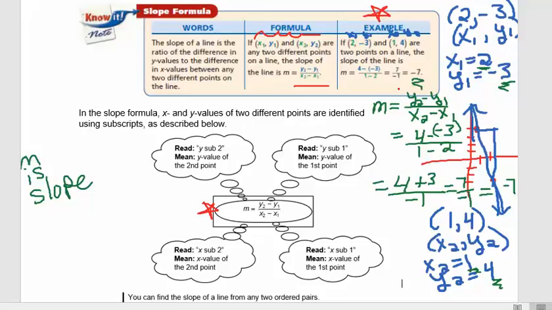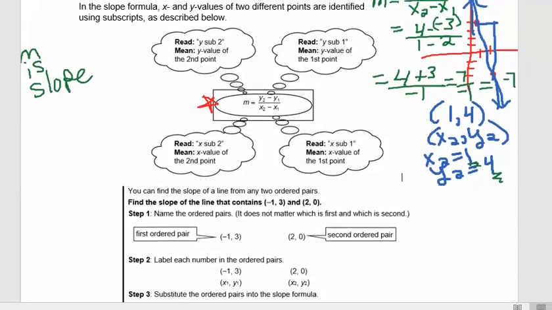So you always write your slope as a fraction in simplest form. If it's over 1, you can just write it as an integer.